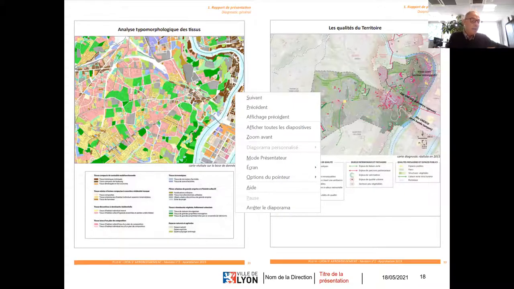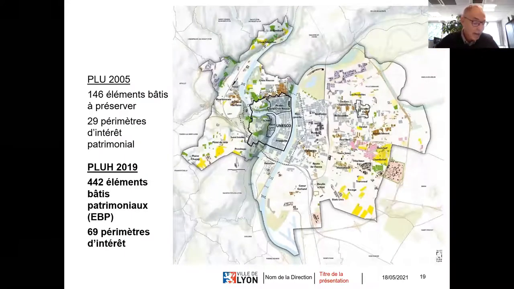Le troisième outil permet la protection des éléments bâtis patrimoniaux et des périmètres d'intérêt patrimonial. Donc, au-delà d'un patrimoine remarquable, reconnu et préservé par différents outils relevant de l'État ou des collectivités, se développe un patrimoine plus discret, dit ordinaire. Souvent méconnu, sa disparition laisse pourtant des séquelles et de son absence naît un manque.